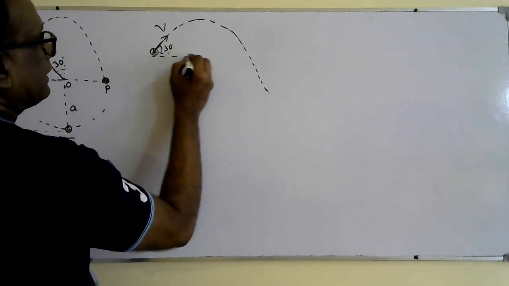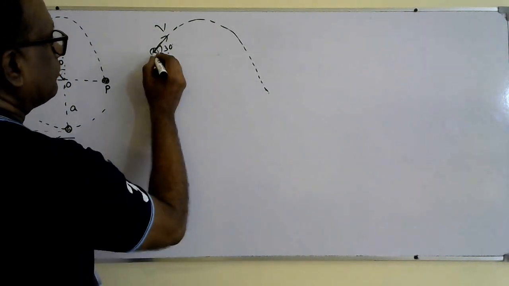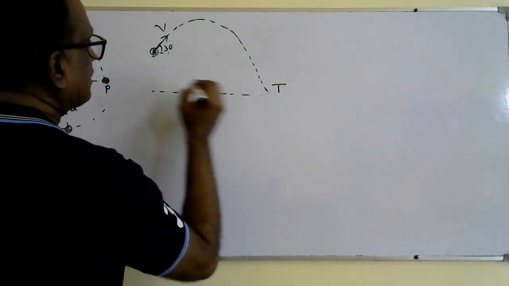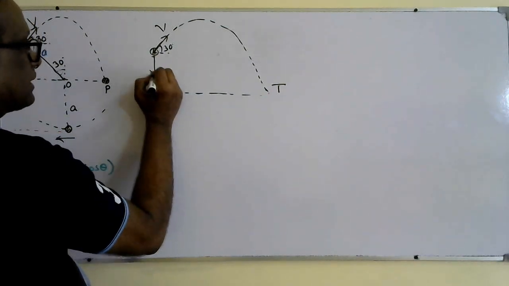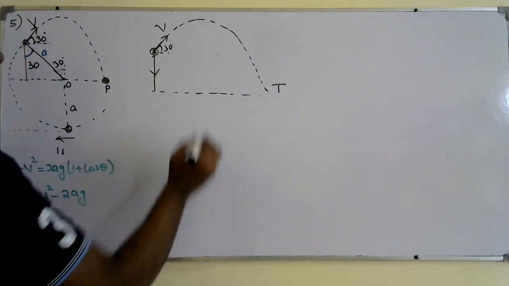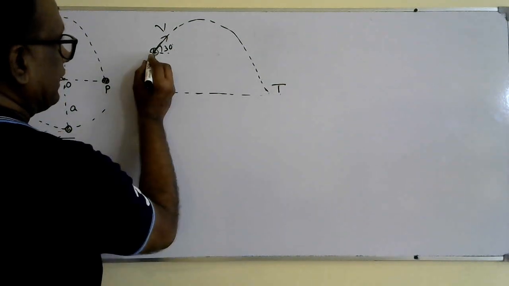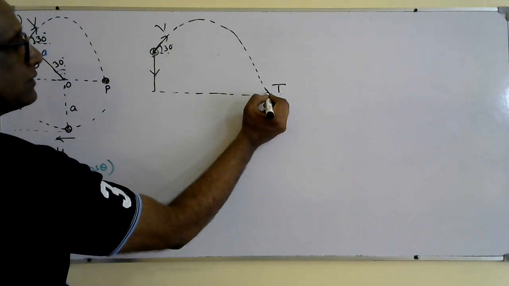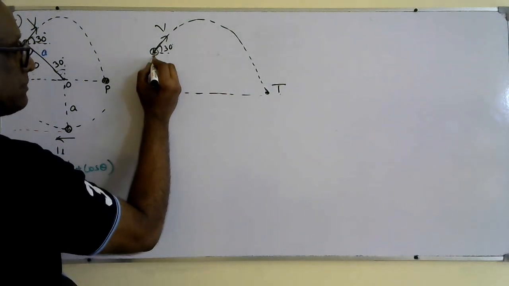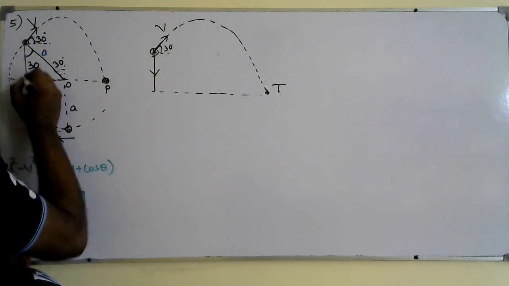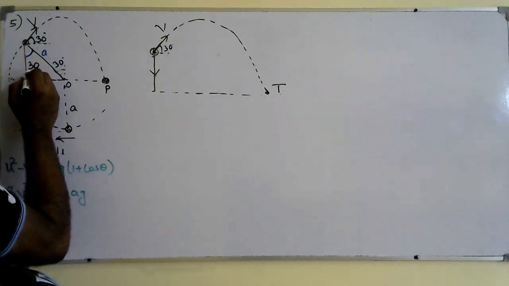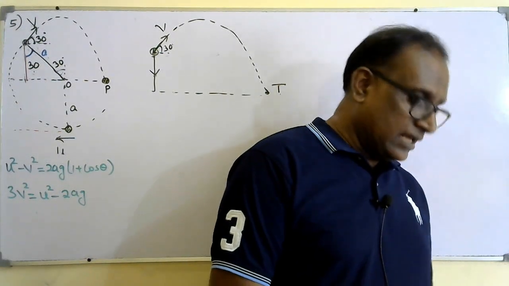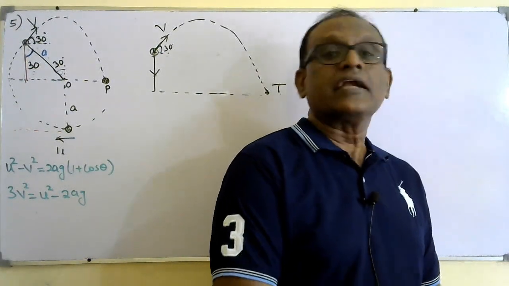So what is the vertical displacement when the particle moves from here to here? The time taken is capital T. The vertical displacement is this much, downwards. Initially here, finally here, the vertical displacement is this much. How much is it? This is A, this is 30, so it is A cos 30. A cos 30 is the vertical displacement downwards.